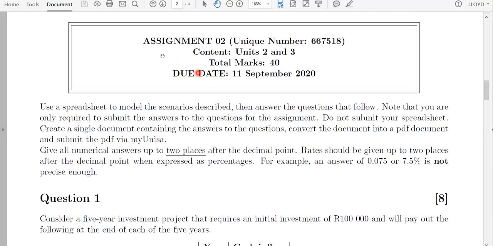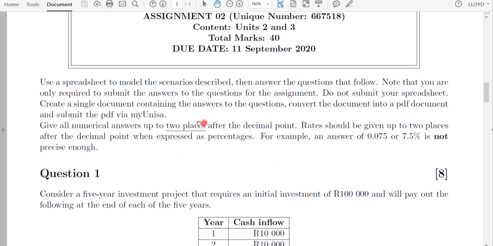We want to look at the second assignment, and it constitutes 40 marks. It covers units 2 and 3 of the study guide. Let's just read some instructions before we start looking at the assignment. Let's read the instructions. That is very important before you can start answering the assignment.